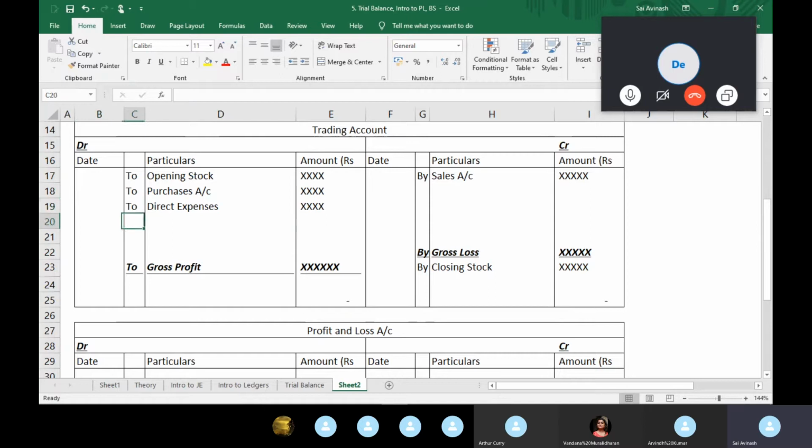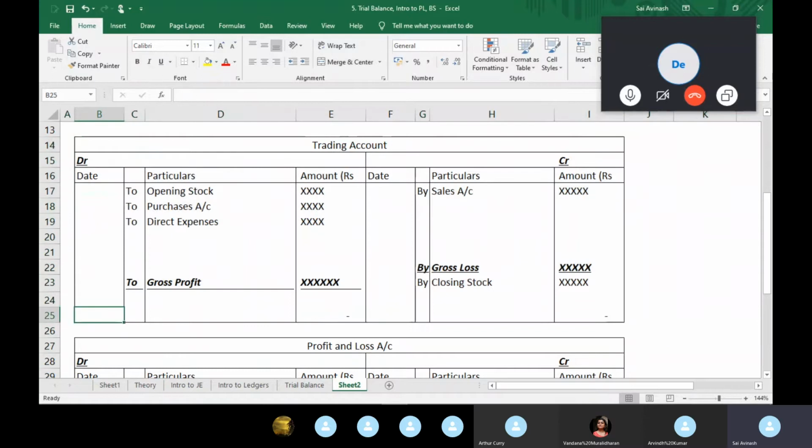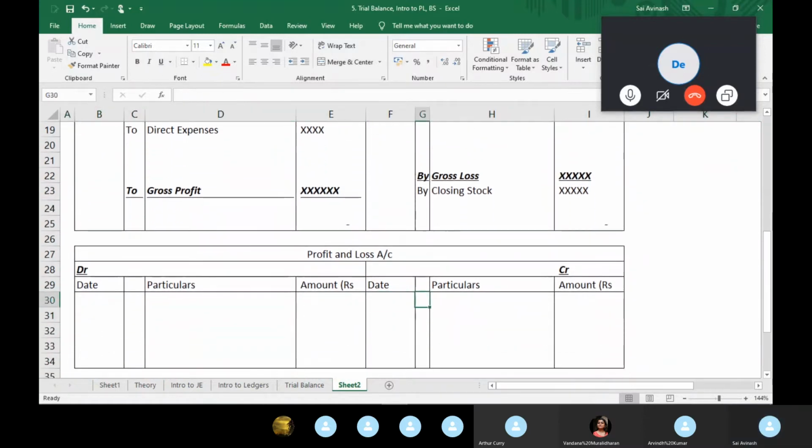Another way to look at it is if you did not spend that money, you can't make the sale. Okay, that's a very crude way, but that's also another way to look at it. Okay, so this is a format for trading account. Now after we complete the trading account, we will go to the profit and loss account.